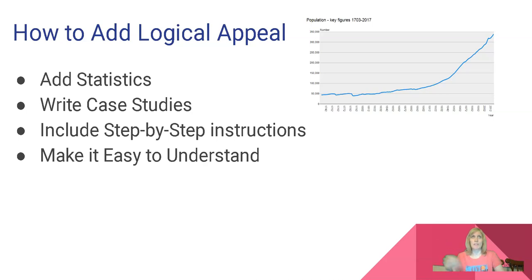Logical people don't want some flowery language that's just there for fun. They don't care about your vocabulary. Logical people just want the facts. They want them clear cut. And statistics, that's probably the easiest way to do that. Look up a statistic that relates to whatever you're talking about.